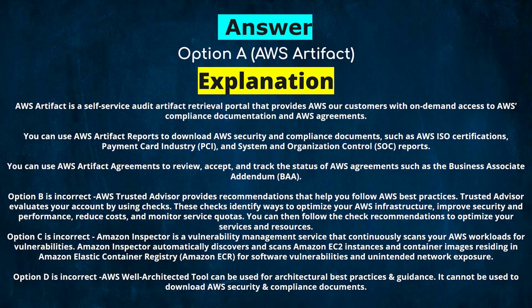Option C is incorrect. Amazon Inspector is a vulnerability management service that continuously scans your AWS workloads for vulnerabilities. Amazon Inspector automatically discovers and scans Amazon EC2 instances and container images residing in Amazon Elastic Container Registry for software vulnerabilities and unintended network exposure. Option D is incorrect. AWS Well-Architected Tool can be used for architectural best practices and guidance. It cannot be used to download AWS security and compliance documents.